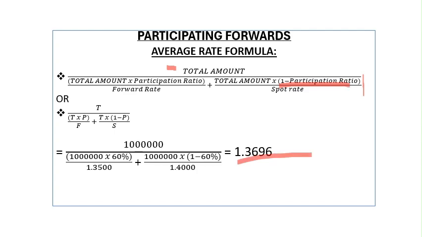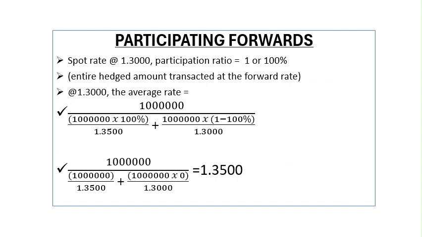Note that in this formula, if the spot rate is below or worse than the forward rate, the participation ratio is 1 or 100%. That is, the entire amount is transacted at the forward rate. If the spot rate on maturity is, say, 1.3000, the average rate can be calculated by the same formula, which comes to 1.35, because this term becomes 0.